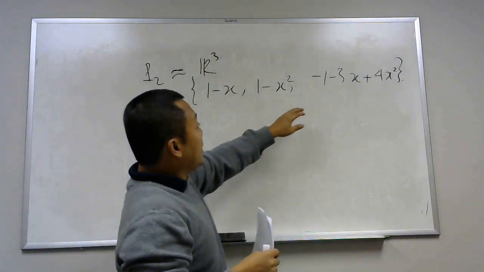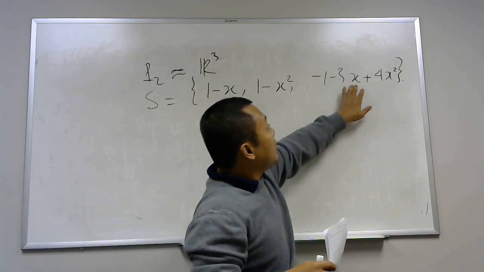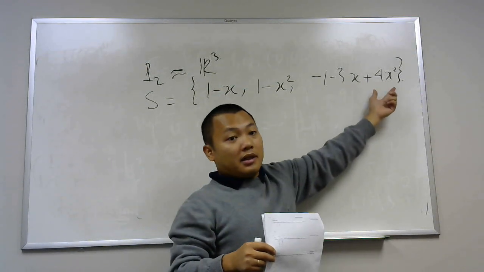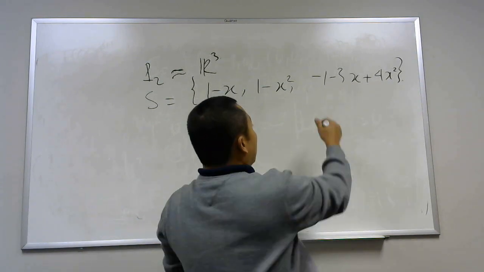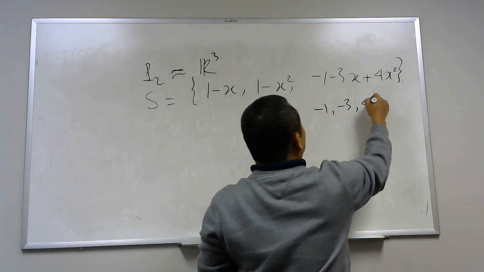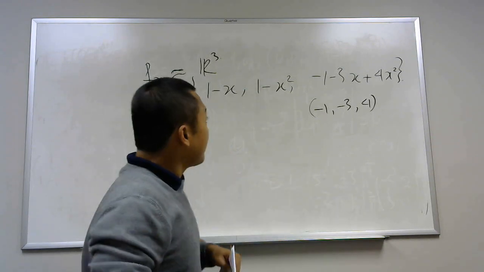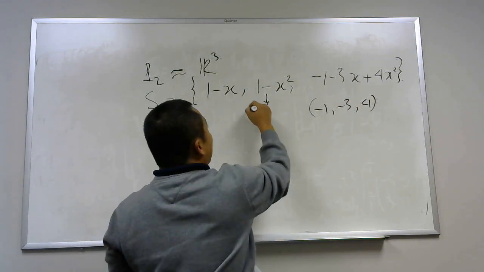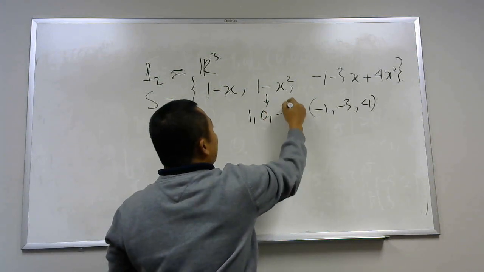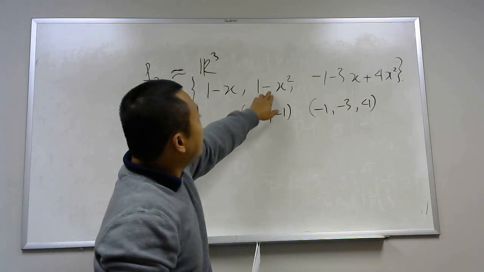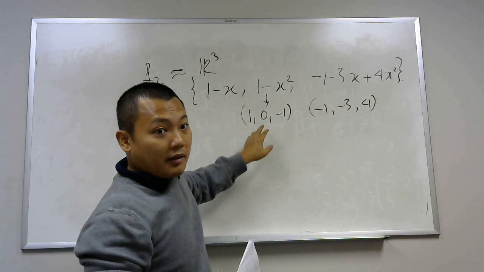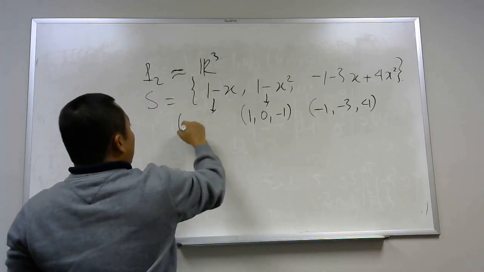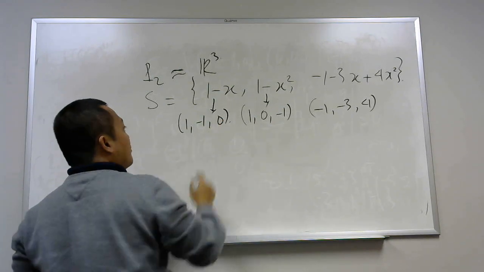For example, for this polynomial, negative 1 minus 3x plus 4x squared, if you pull out the coefficients in this order, you would get negative 1, negative 3, and 4. Then you keep the same order. From here, you get 1, and here 0 and negative 1, because we don't have any term of x, so the coefficient of that is 0. Then from here I get 1, negative 1, and 0.